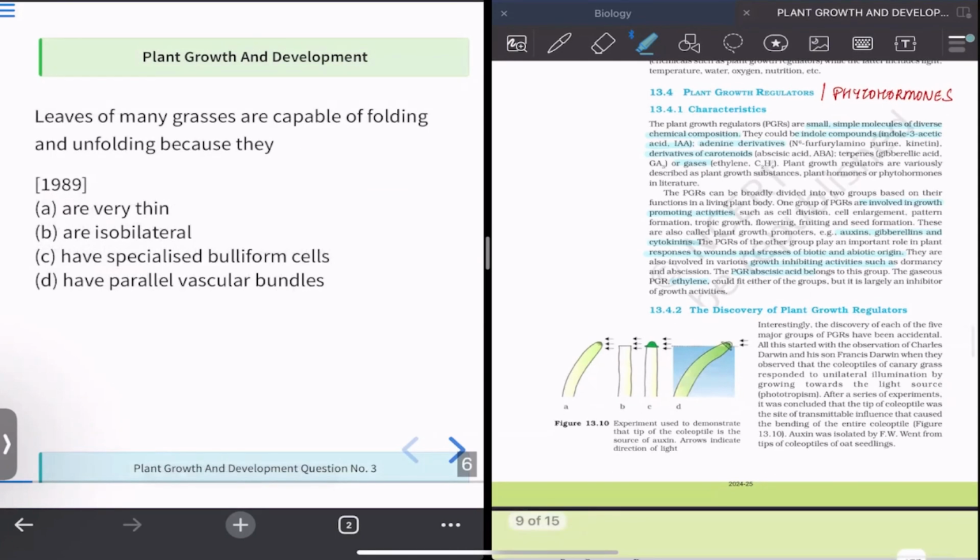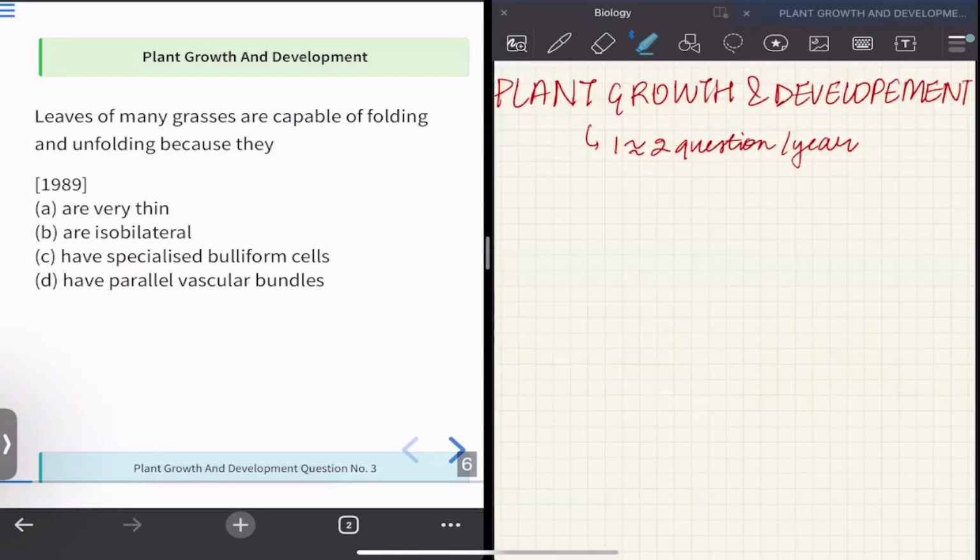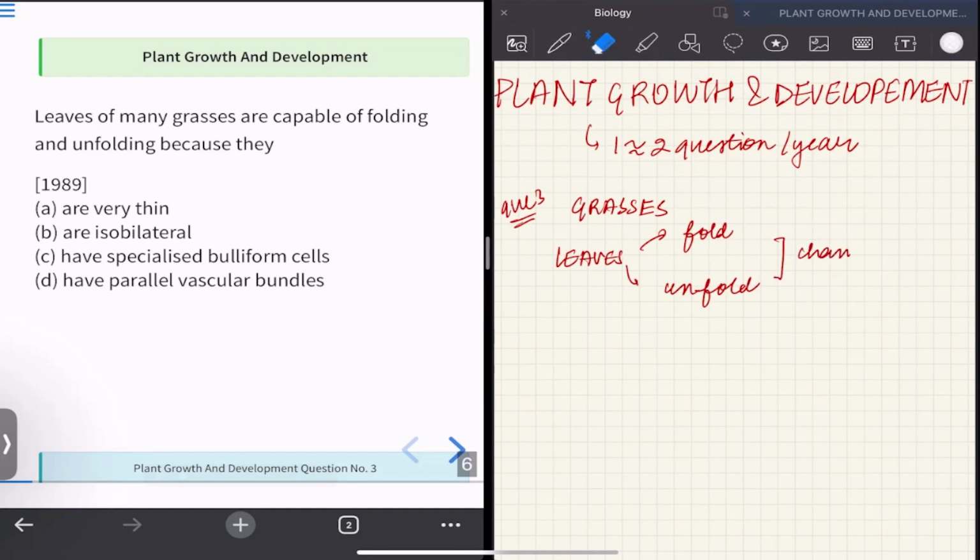Moving on to the next one, leaves of many grasses are capable of folding and unfolding. So they can undergo change in shape. In grasses, leaves can fold and unfold. So they can change their shape. Changing their shape means they are flexible. So this is due to what?